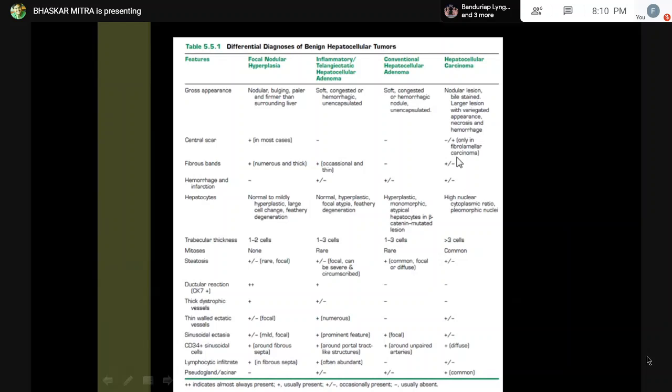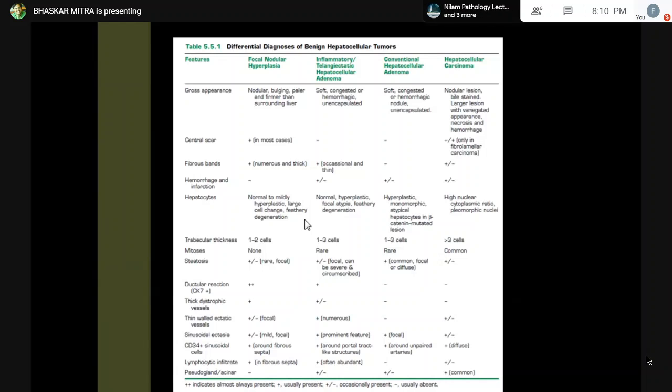Hepatocellular carcinoma, particularly the fibrolamellar variant, can also show this stellate scar. Fibrous bands are common in focal nodular hyperplasia, usually not seen in these cases. Hemorrhage and infarction are usually seen in the telangiectatic group as more blood vessels are there. Hepatocytes show hyperplasia, with cell cord thickness more than 3 cell layers. Here all are less than 3. Mitosis is more common here, steatosis is there, and other markers are also positive in these hepatocellular groups. So these are the features which differentiate focal nodular hyperplasia from the other groups.